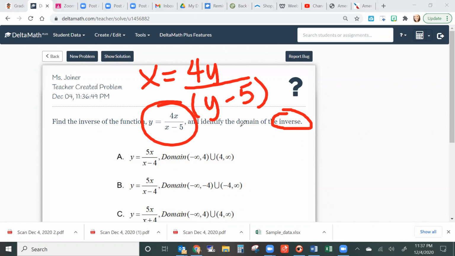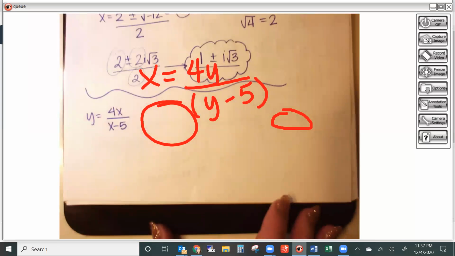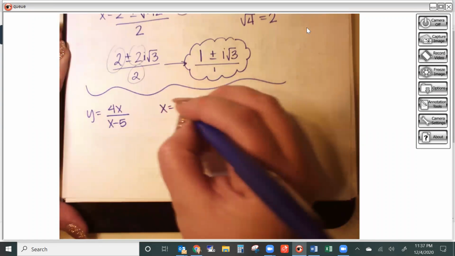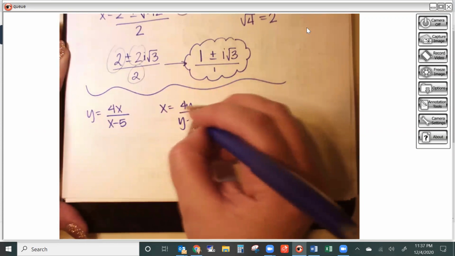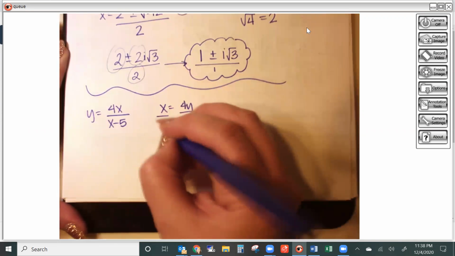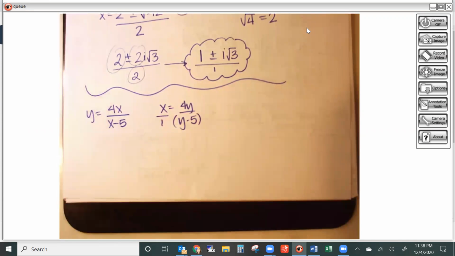I'm going to switch over to my paper here, since I have it out anyway. We're switching the x and y, so it was y equals 4x over x minus 5. I'm now going to write x equals 4y over y minus 5. In order for me to split this up, I'm going to cross multiply specifically.